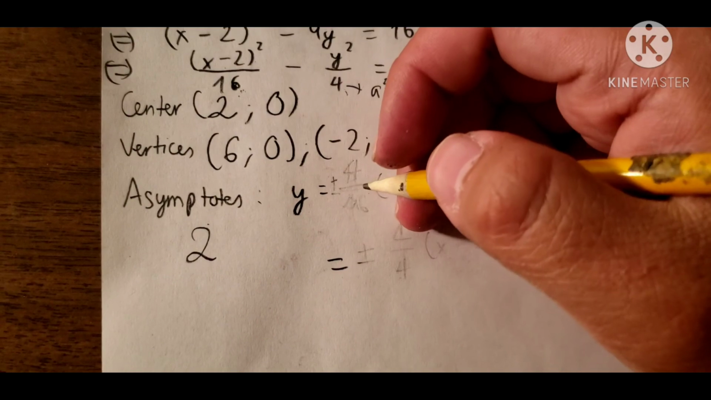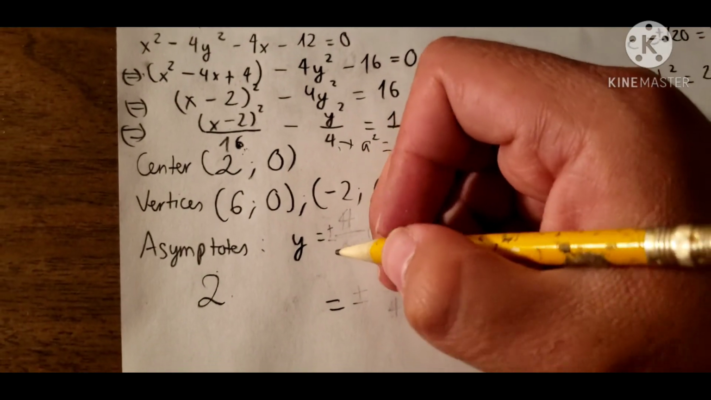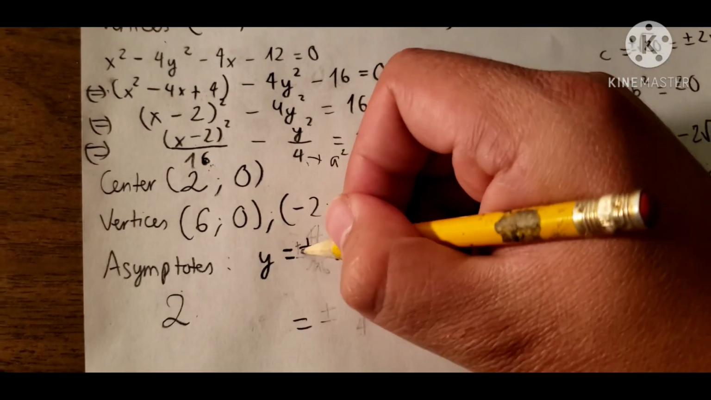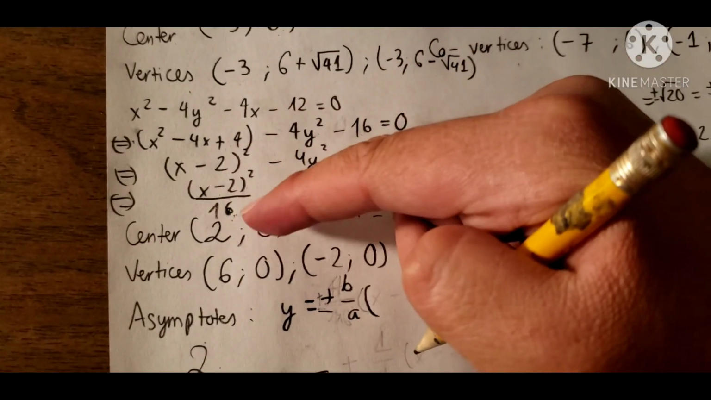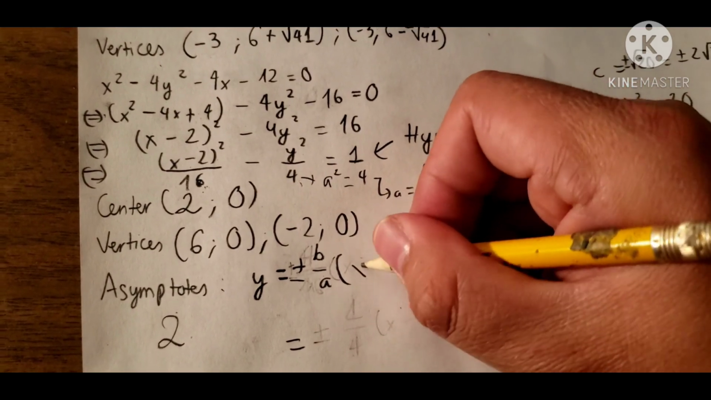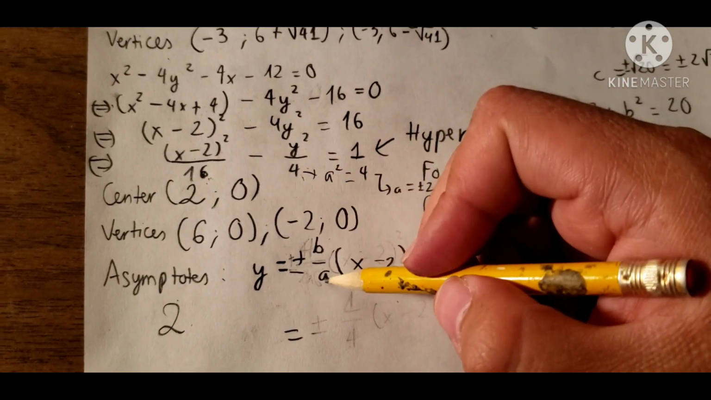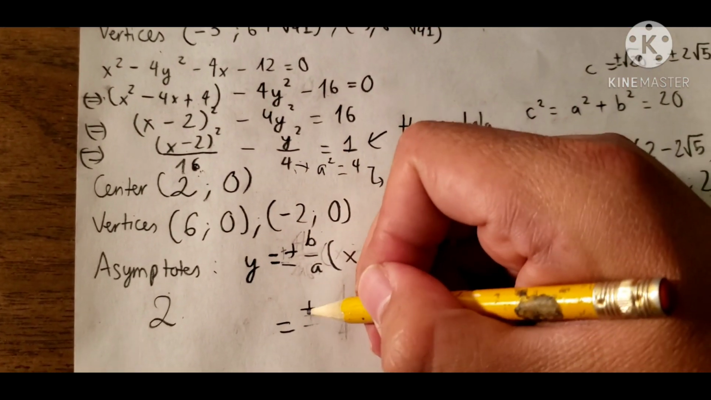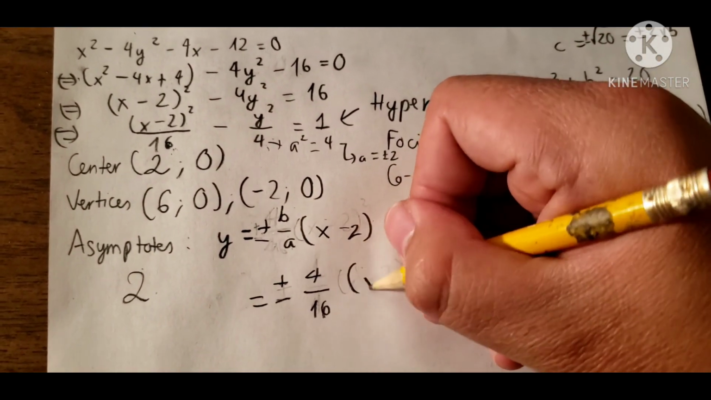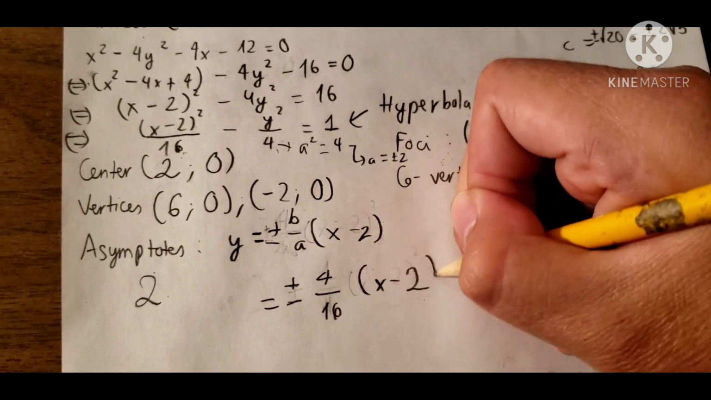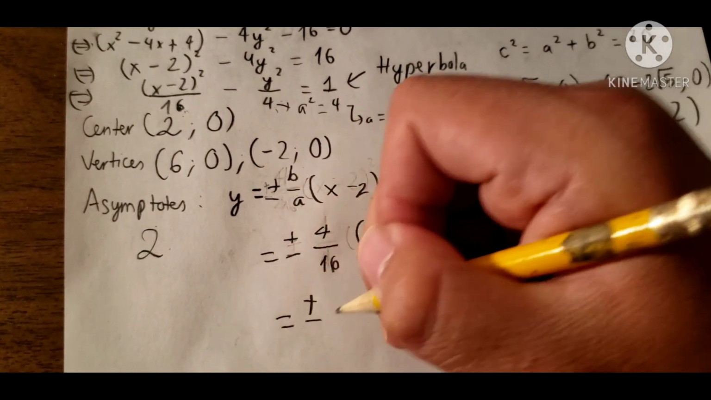About the asymptotes, we have 2 asymptotes in the hyperbola. So we use positive and negative b divided by a. And we have x minus 2 in here because that's the center of x. B is 4, A is 16. So we put in here. We simplify this number and we got positive negative 1 over 4.